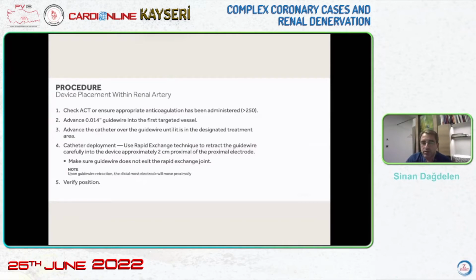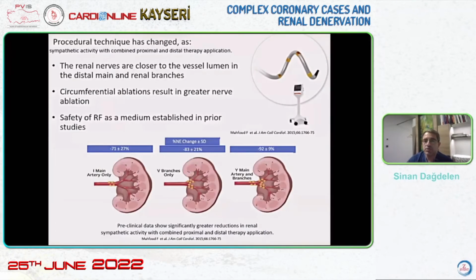You increase the AST of the patient to 250. We use a standard coronary artery for this. We never use anything in other thing. And we place the catheter. And here on the left-hand side, you can see the renal arteries, I-shaped, V-shaped, and Y-shaped main arteries. I-shape represents the main artery, V the bifurcation, and Y the distal branches.